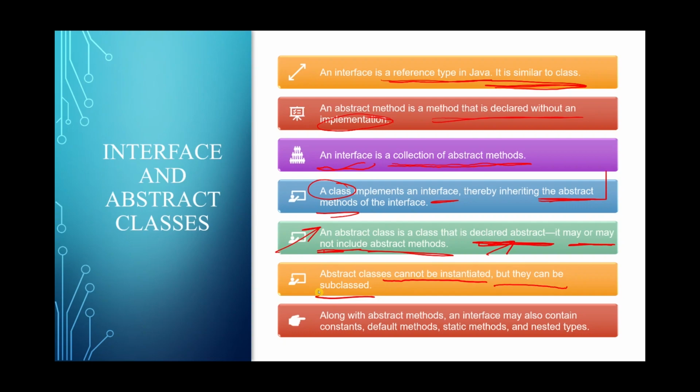Also worth noticing that an interface also cannot be instantiated. So you cannot create an object of an interface because an object is of a class. However, if this class is abstract, then you cannot create an object of that abstract class. So along with abstract methods, an interface may also contain constants, default methods, static methods, and nested types.